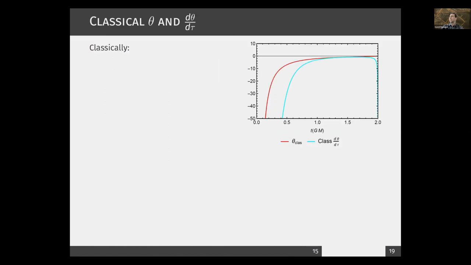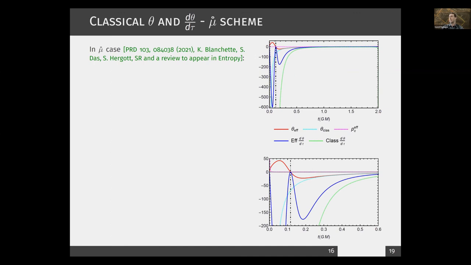At time equal to zero, that means that you have a singularity, no surprise there. So there's only one horizon, which is the black hole's horizon. However, if you go to the mu naught scheme, you have two figures here. This figure is the full range from zero to 2GM. This is just a zoomed part of this case.